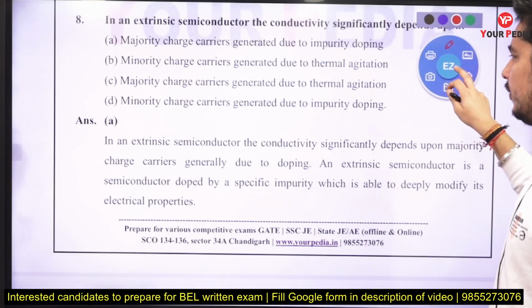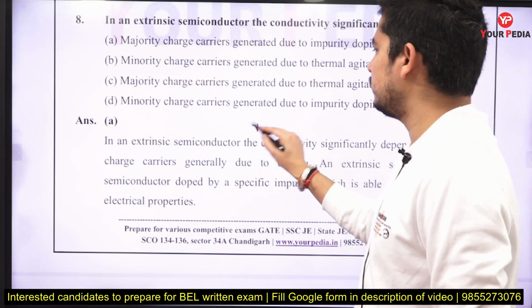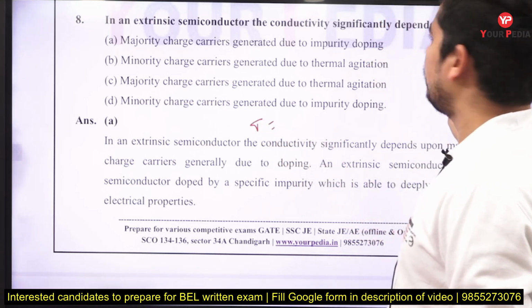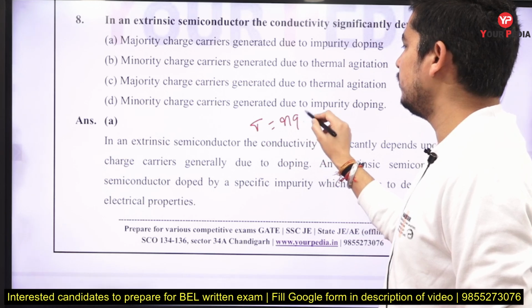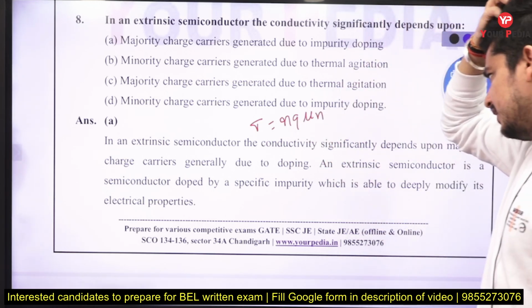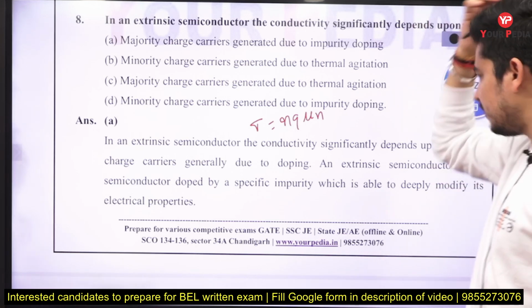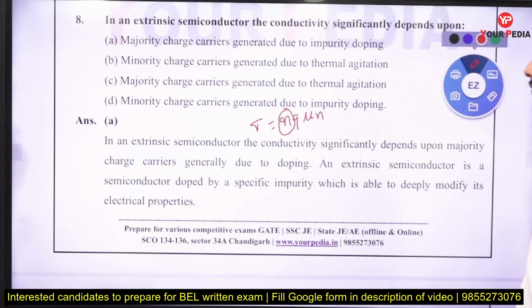See, if I am talking about the conductivity, sigma depends upon the extrinsic semiconductor. Let's take it as an n-type semiconductor: sigma = n q mu n. This is the formula for the conductivity. Inside this one, the major factor is n, the carrier concentration, right?